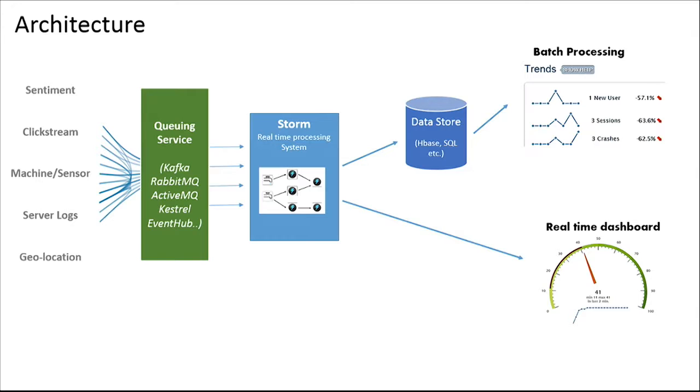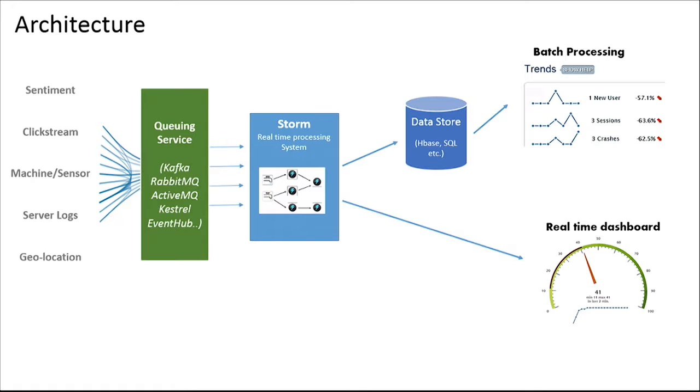And as I explain this, you will understand what the needs are. So the first thing is that since it is about real-time data, which is coming as a stream, and that is your data, whether it is sentiment data, click streams, machine or sensor data, server logs, geolocation, all this data which is coming in. Normally people use a queuing service.